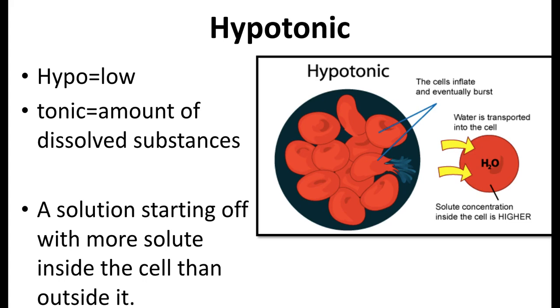So hypotonic, since it has a low amount of dissolved substances, means it's going to have a high amount of water. So when I place a cell in a hypotonic solution, my cell is going to swell. I think hippo. My cell is going to swell like a hippo in that solution because all of the water is rushing inside of it.